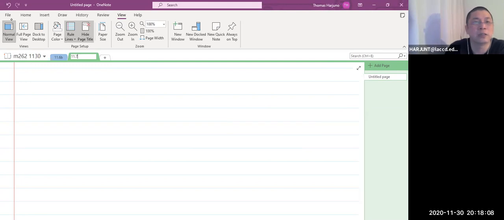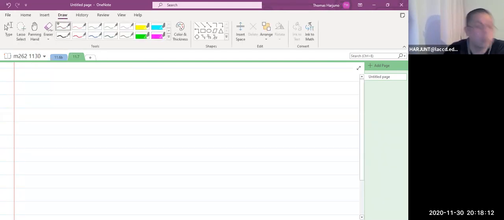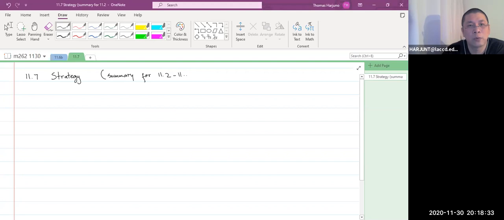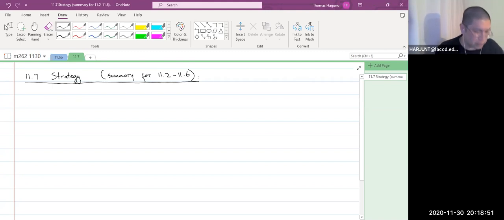Now let's go on to 11.7. Strategy for testing series. This is the summary of 11.2 to 11.6. It's like at the beginning of this semester, we learned a lot of techniques of integration. And somewhere in chapter 7, as I remember, we have techniques of integration to summarize that. Now, this 11.6 is basically the same case. So we summarize everything here.